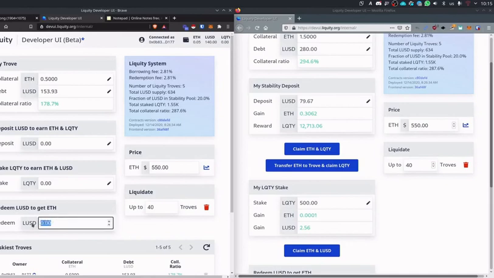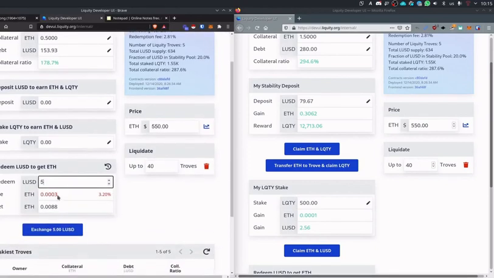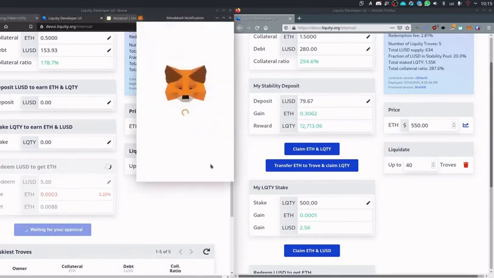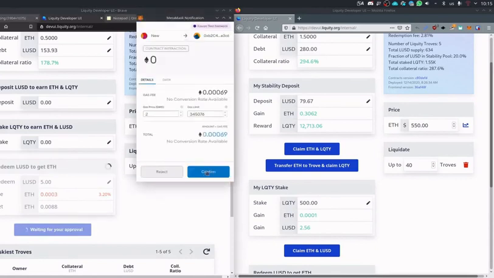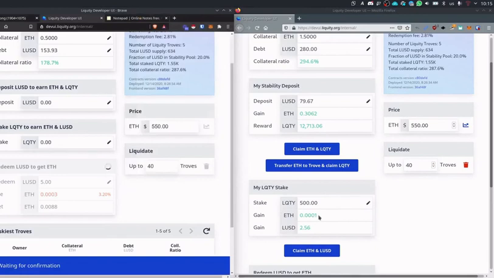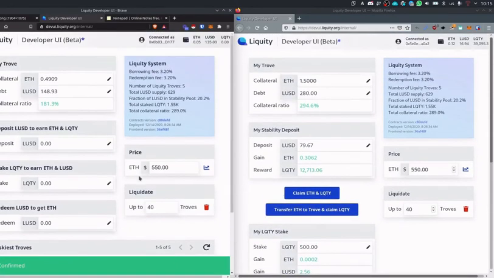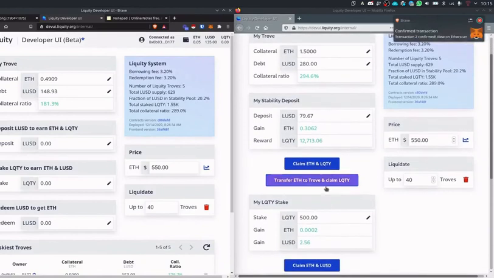So let's say we want to exchange 5 LUSD. We have a fee again here, and that's how much ETH we will get for those LUSD. So let's do that. And here we are again looking at staking, and we will see this number go up. All right, it's not much, but we'll take it. So those were the first two ways, staking.